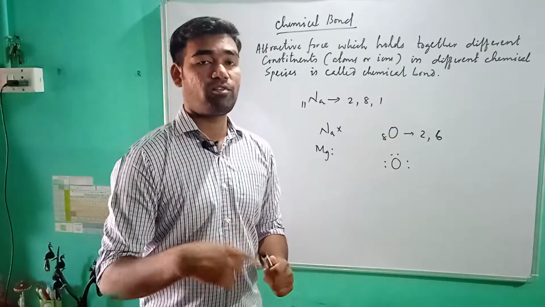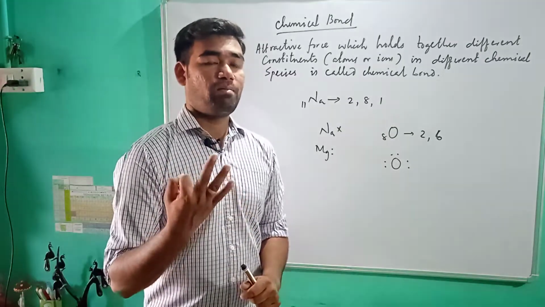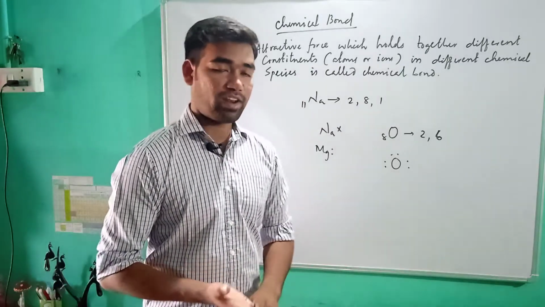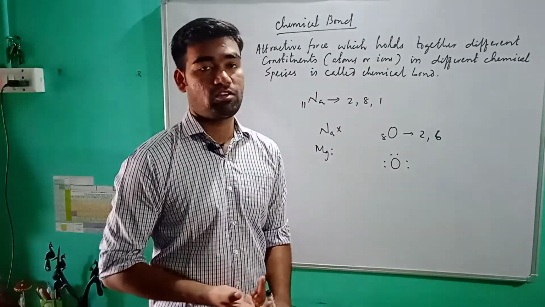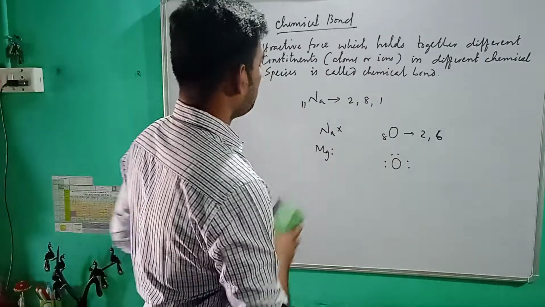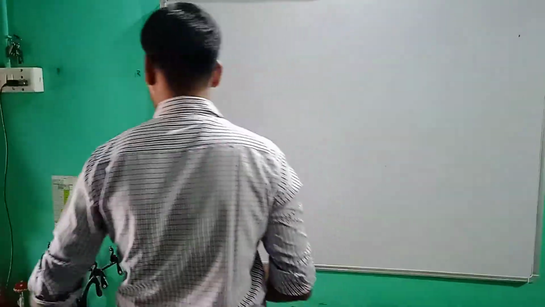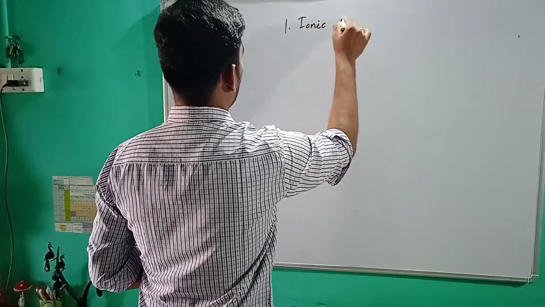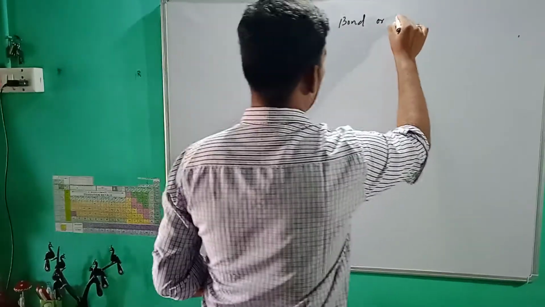So let us discuss one by one the various types of chemical bond. Initially we will be discussing 3 major types of chemical bond, and these are ionic bond, the second one is covalent bond, and third one is coordinate covalent bond. Let us discuss them one by one. The first type of chemical bond is ionic bond. It is also called electrovalent bond.